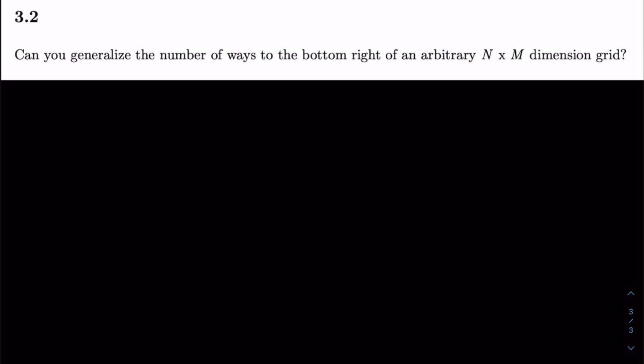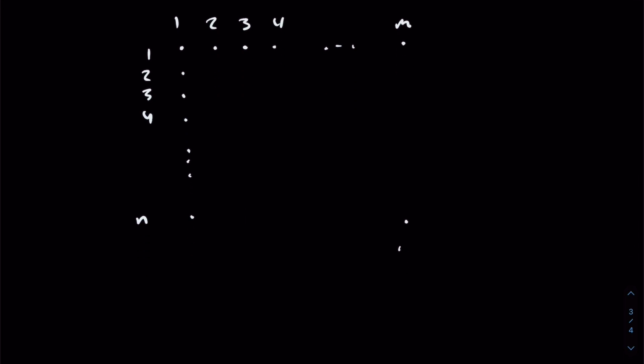Alright guys, the second part of this question asks us to generalize the above process to an arbitrary n by m dimension grid. So let's draw what this arbitrary game would look like. So we have our 1 by 1 right here, and then this is the nth row, and then for m columns we have 2, 3, 4, and then m. And we want to get all the way down to here, which is the n by mth entry. This is where we win the game.